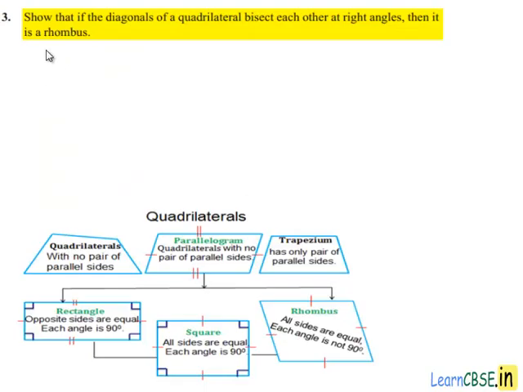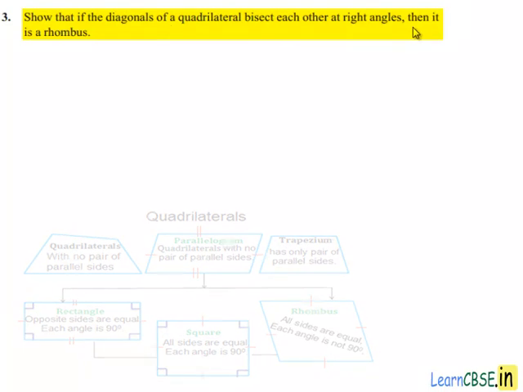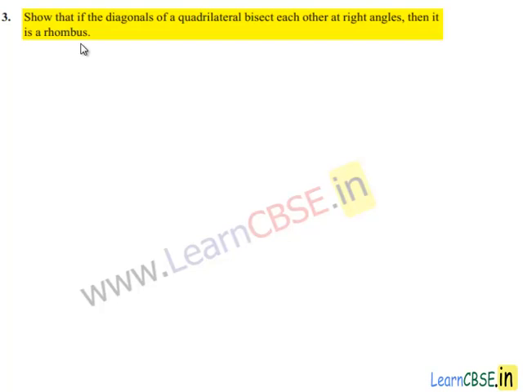Moving on to the third question. Show that if the diagonals of a quadrilateral bisect each other at right angles, then it is a rhombus. Now moving on to the solution.